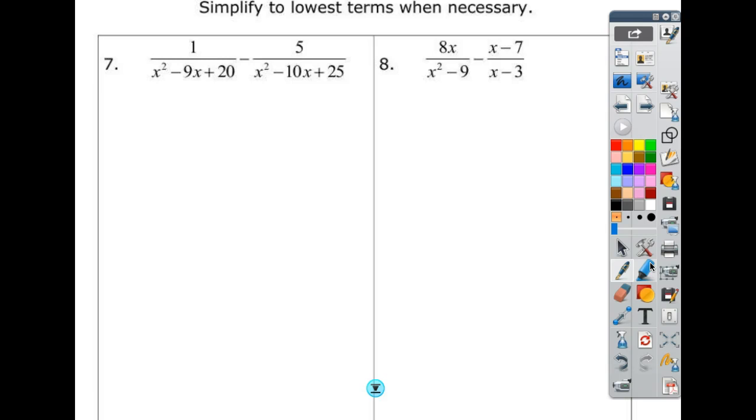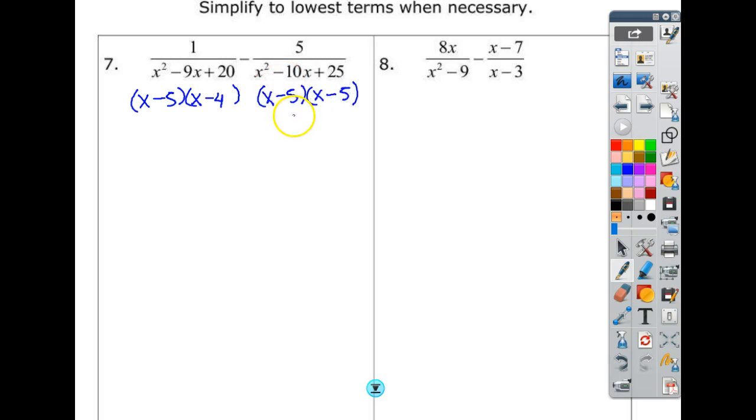Okay, so what's the first step when we get ready to solve these addition and subtraction of rationals? What's the first step? Factor the denominator. So what multiplies to 20 that adds to -9? -5 and -4. What multiplies to 25 that adds to -10? Good, -5 and -5.